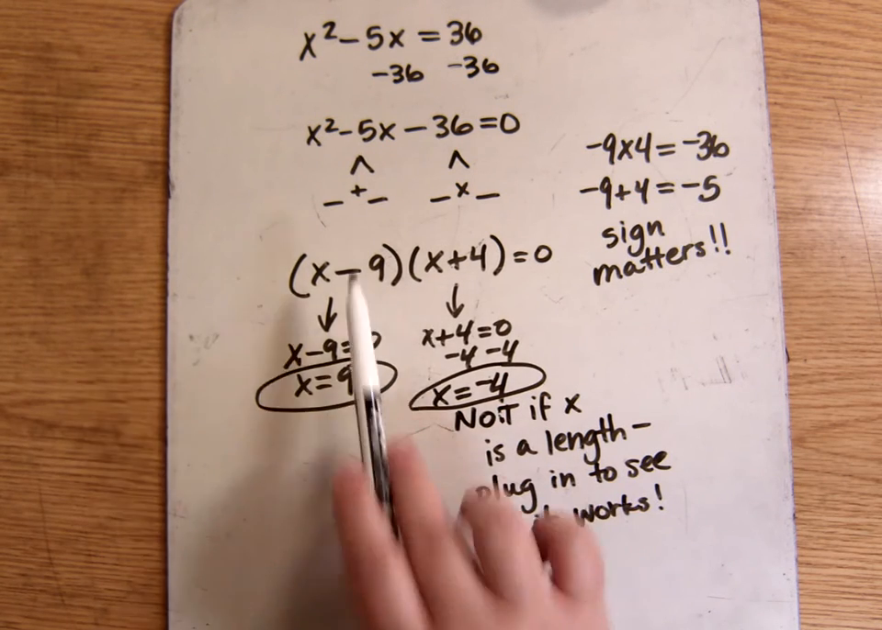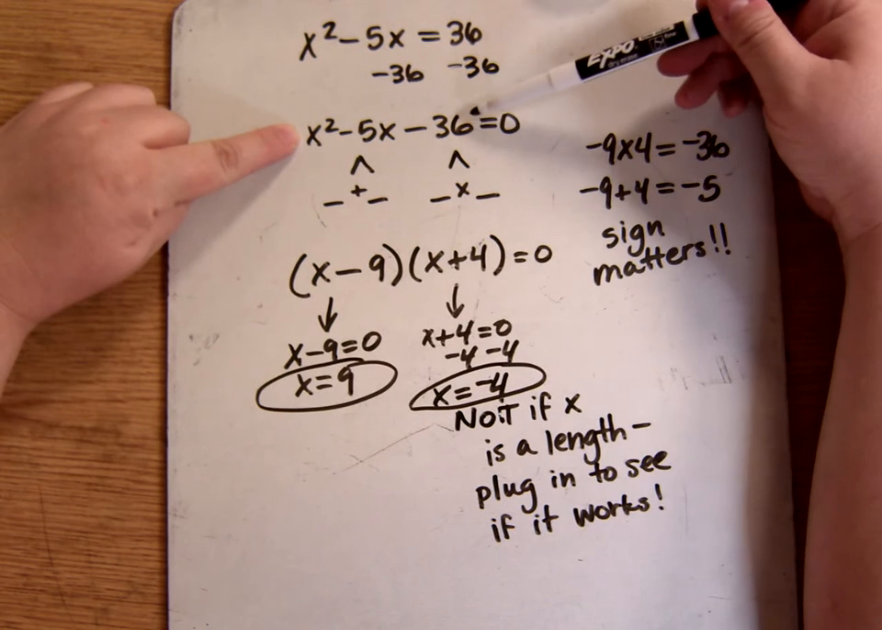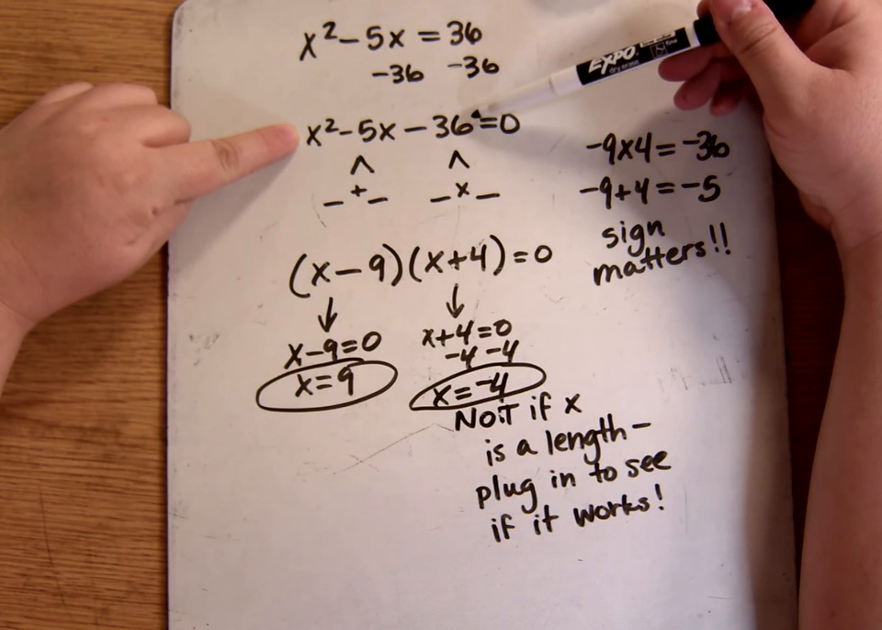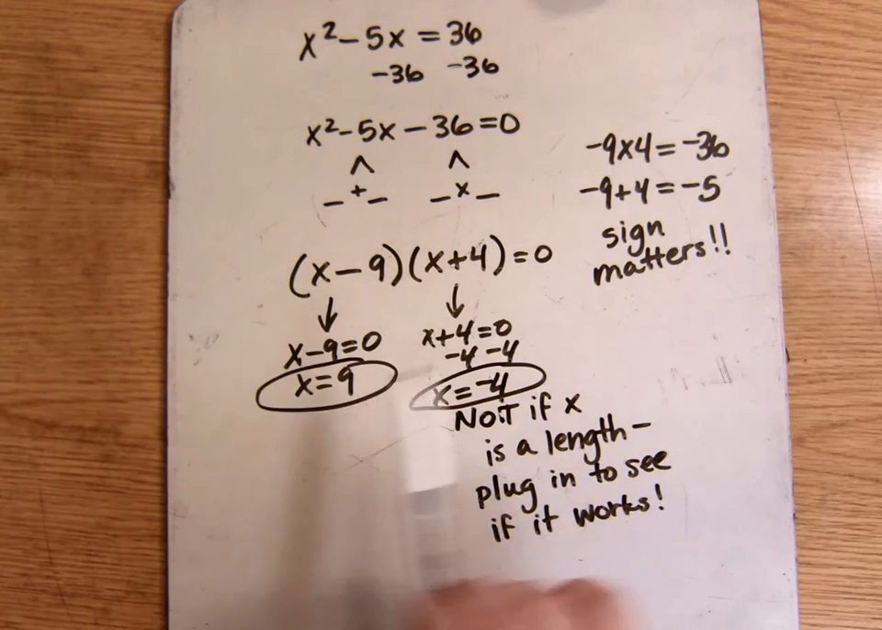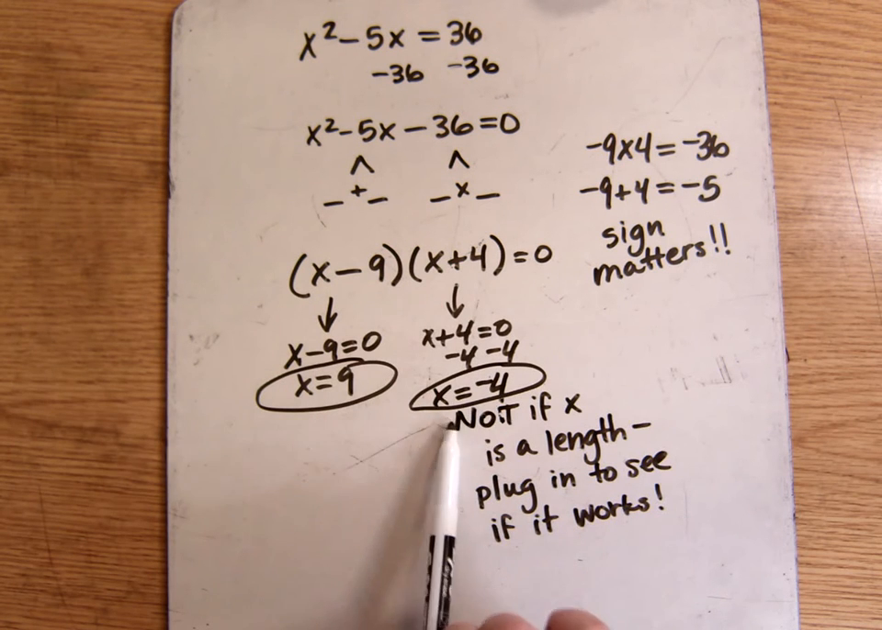So this is the factored form of this. If I multiplied this out using FOIL, I would get this. So factoring is like unFOILing, okay? So now I take each one of those factors and I solve it by setting it equal to 0. Negative 4 and 9 are my solutions.